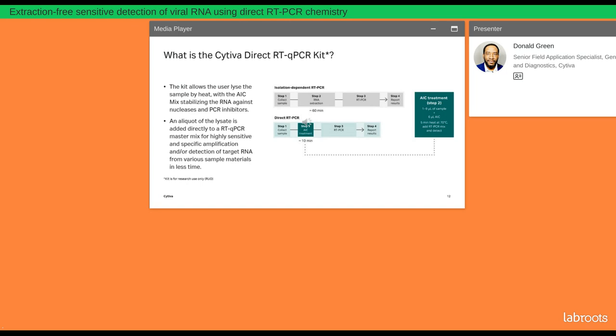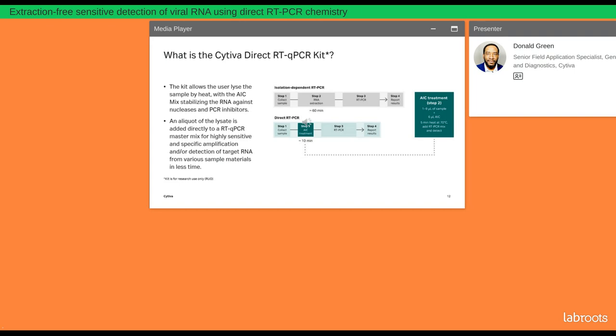Continuing in the vein of what is the Cytiva Direct RT-qPCR kit, what we want you to really take heed to is this kit allows the user to really lyse the sample basically by heat, with the AIC mix stabilizing the RNA against nucleases and PCR inhibitors. Just an aliquot of the lysate is needed, and you can add it directly into your RT-qPCR master mix, providing a highly sensitive, specific amplification and detection of RNA from various sample material in less time.